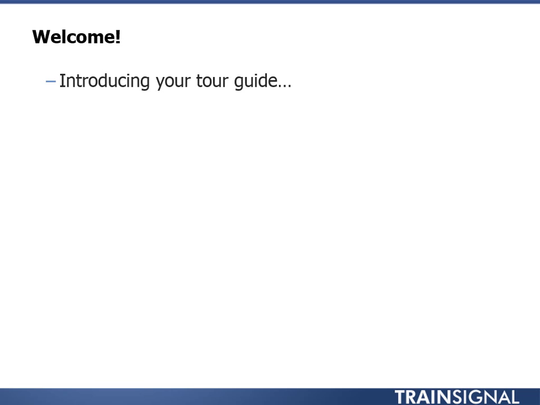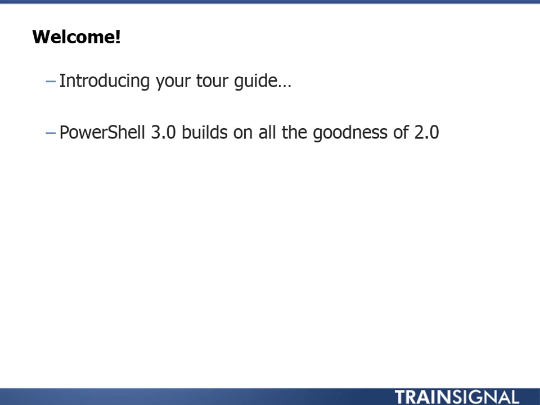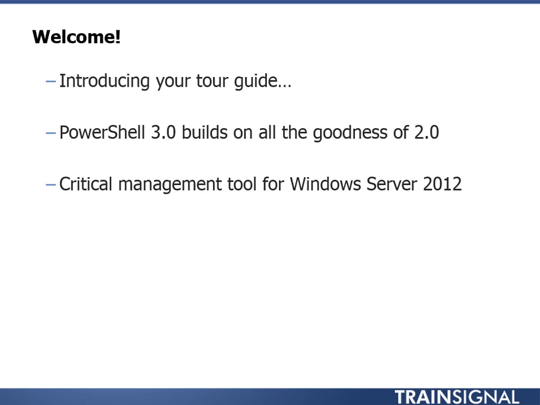Now, what we're going to find throughout the duration of this course is that PowerShell version 3 builds on top of all the goodness that we had in PowerShell version 2. PowerShell version 3 came out at the end of 2012 with the release of Windows 8 and Windows Server 2012. We can load it on Windows 7, Windows 2008 machines. A lot of great things in version 2. Version 3 takes things even to the next level. In fact, if you're going to be managing things like Windows Server 2012, it's a critical management tool.